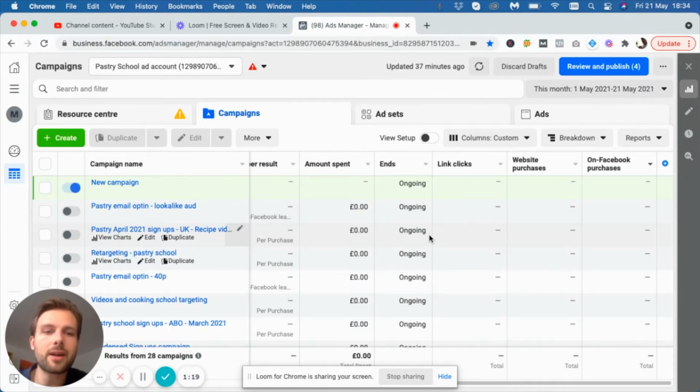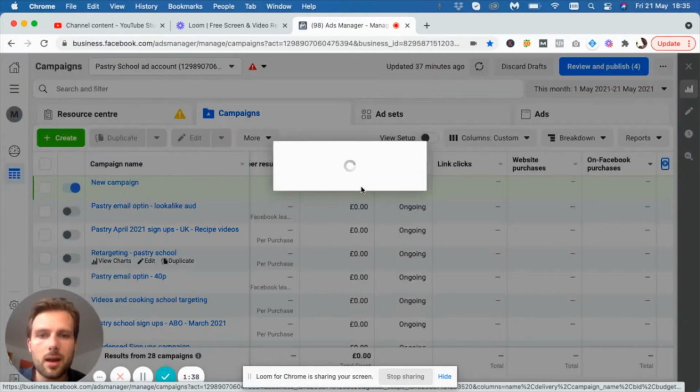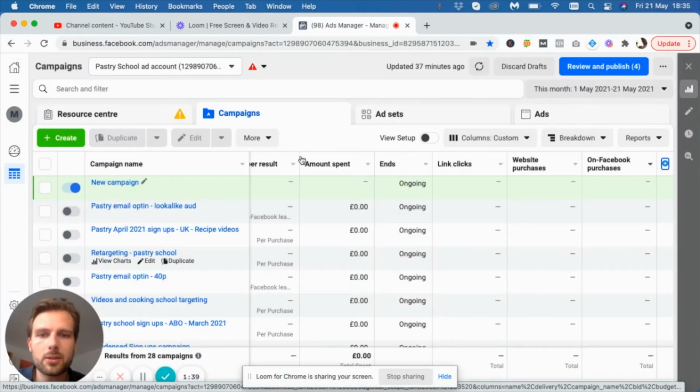To find out your CPM, if your cost per lead is really, really high and you're wondering what is going on, then it could be the audience, but it tends to be quite similar throughout the industries. To see what your CPM is, come to the columns tab here, open it up and just type in CPM. It will show you your CPM for a particular campaign.